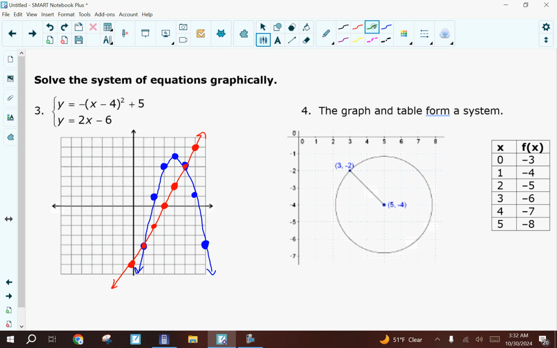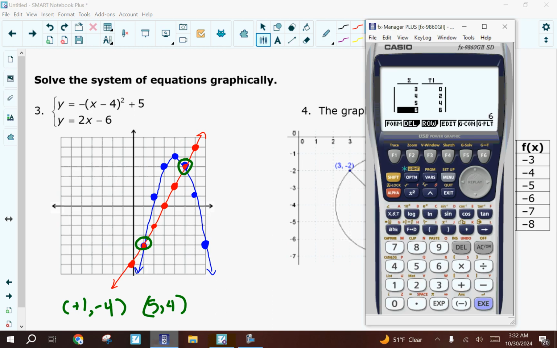Now you can see that the answers are going to be where the points hit each other. So these 2 points right here are going to be the answers. So we're just going to put those locations. So it's +1, -4. And then we have 5, 4.